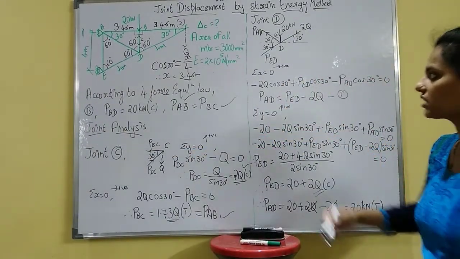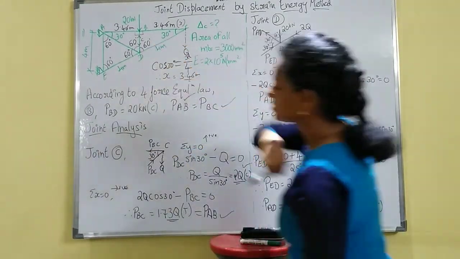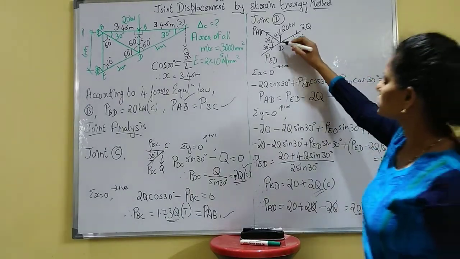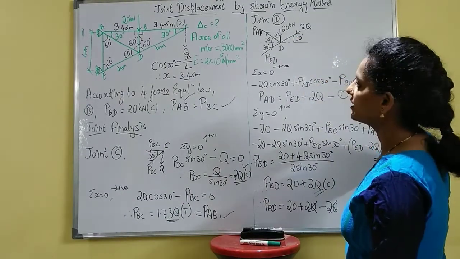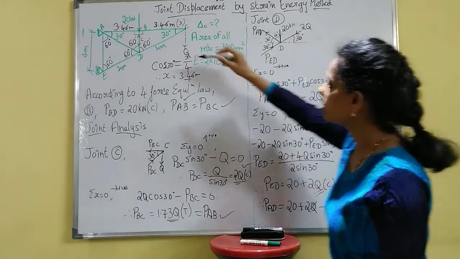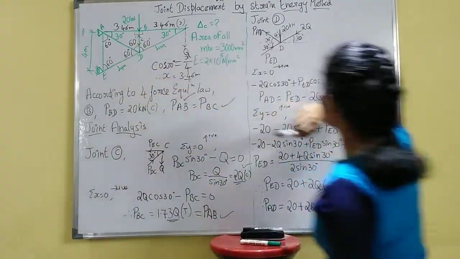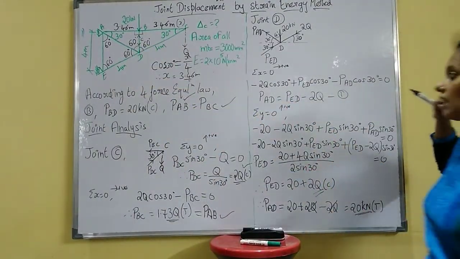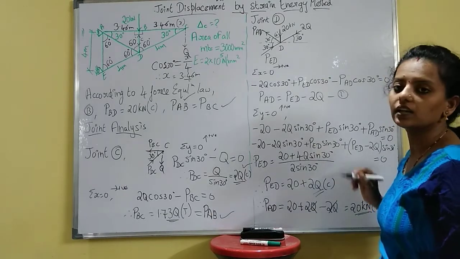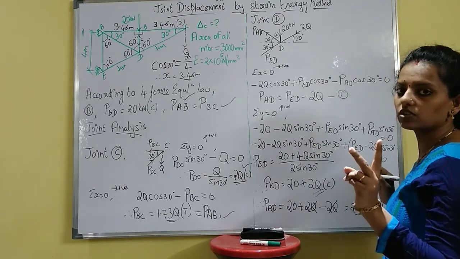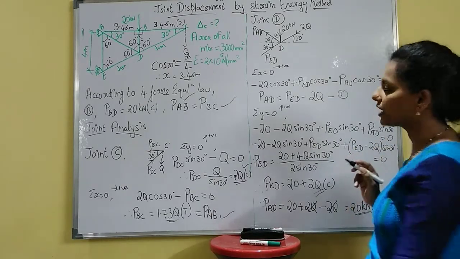Next, coming to the next joint. Next, consider this joint D. Draw the free body diagram of joint D, and here there are 4 members, 1, 2, 3, 4, and 2 are unknown. So consider the joint in such a way that the unknown member forces should not be more than 2.